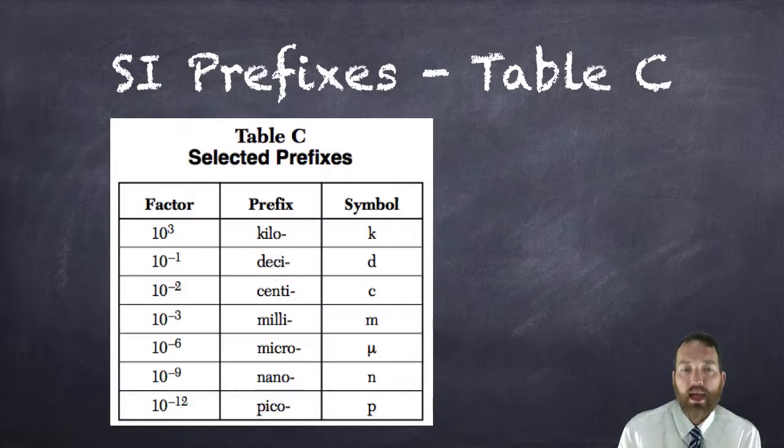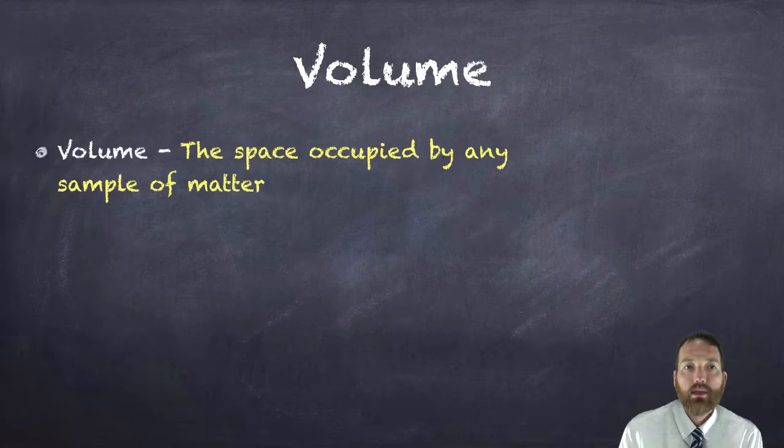This is what Table C actually looks like. It's a tad bit less user-friendly than that last chart. So the factor and the prefixes and the symbol are there, but the words aren't. So you need to memorize that kilo means thousand and milli means thousandth. This takes a little bit of practice, but we'll use these numbers enough in class that you'll make sense of them.